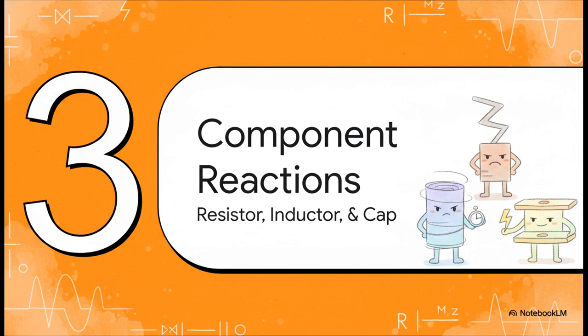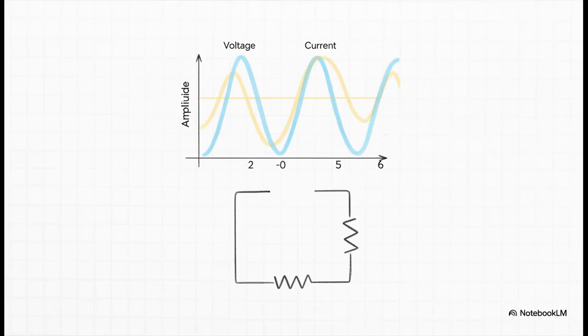Now, things get interesting because AC doesn't treat every electronic component the same way. To really get AC circuits, we need to meet three main characters, and each one has its own very distinct personality. First up, we have the resistor. This is the simple, no-nonsense character of the group. When AC flows through a resistor, the voltage wave and the current wave are perfectly in sync. They rise together, they fall together, they hit zero together. We say they're perfectly in phase.